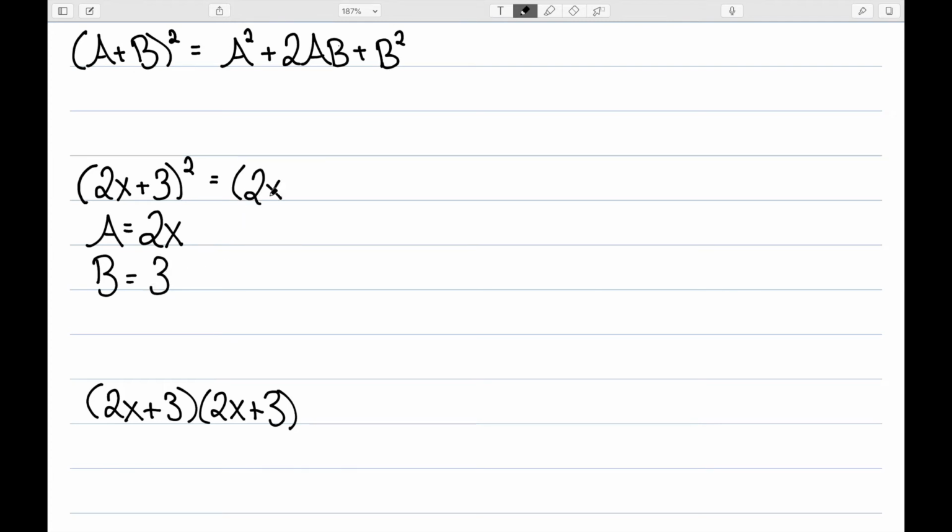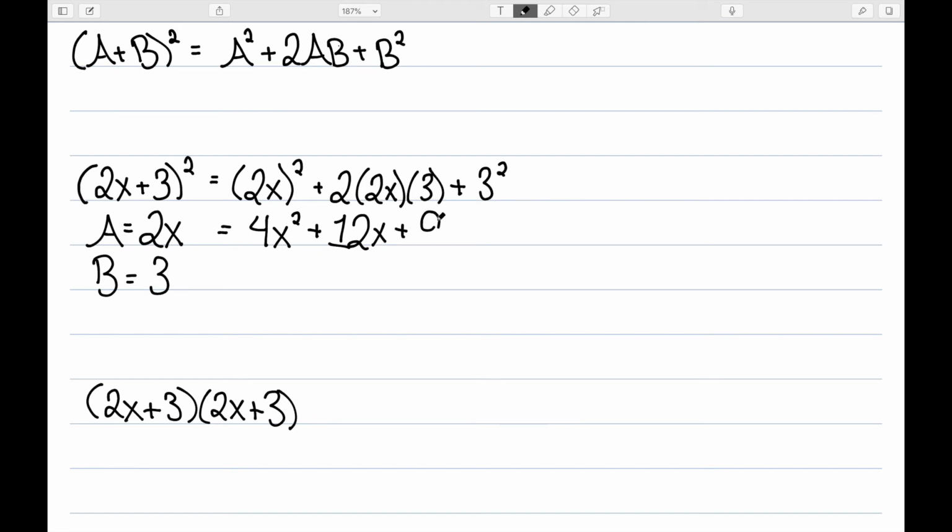My formula then says to square the first plus 2 times a times b plus square the second. 2x squared is 4x squared. 2 times 2 times 3 is 12x. And 3 squared is 9. So I have my solution here.